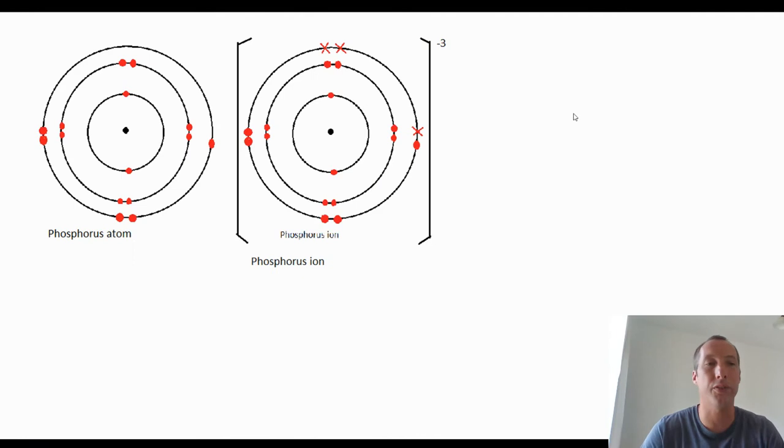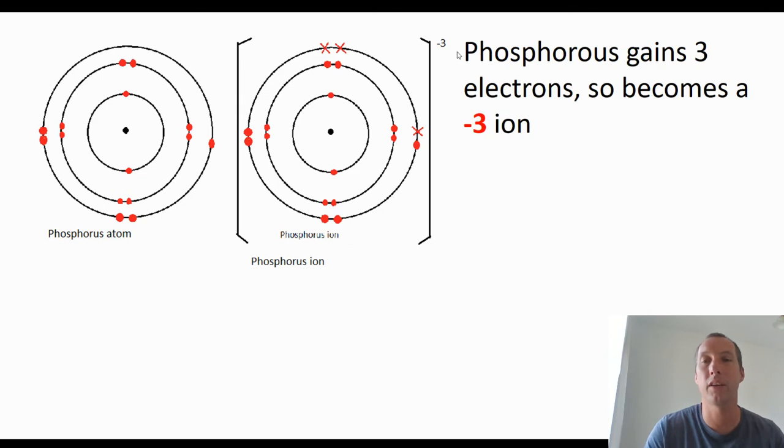For example, here's phosphorus. Phosphorus had 5 electrons in its outer shell, okay, in the diagram on the left here. Now, phosphorus wants to gain 3 electrons. You see the 3 crosses that I've added there, and that forms a phosphorus ion. Now, notice I've put it in square brackets, and at the top right-hand corner, because it's gained 3 electrons, it's now got a charge of -3. So if you gain electrons, you have a negative charge. Okay, if you lose electrons, you get a positive charge. Okay, so phosphorus gains 3 electrons. Electrons are negative, so it becomes -3.